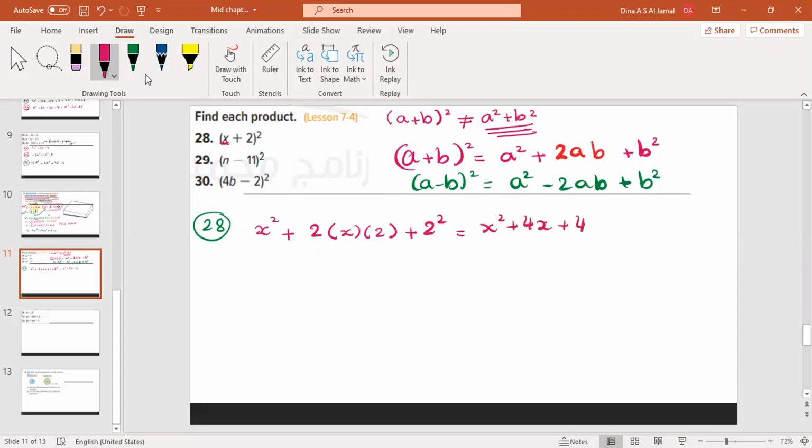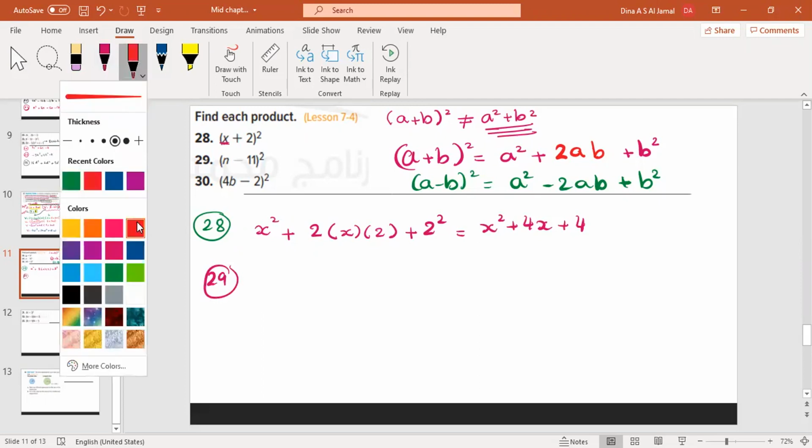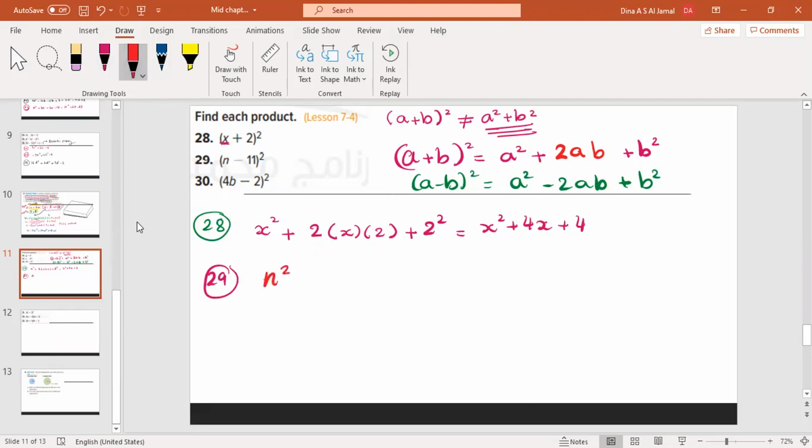Now, all the rest will be using the same two formulas that I have explained now. So 29, please solve it and check your answers. It will be 9 squared minus 22n, n squared minus 22n plus 121.